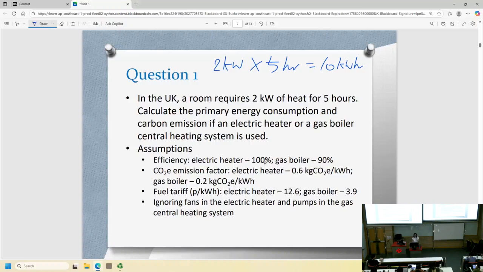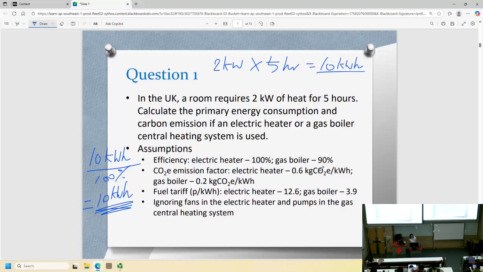Okay, so it means we need 10 kilowatt hour, and the electricity consumed will be 10 kilowatt hour, and then divided by 100%. That is the same. Okay, also 10 kilowatt hour of electricity. This would be the electricity consumption in order to provide this amount of heat in the space.